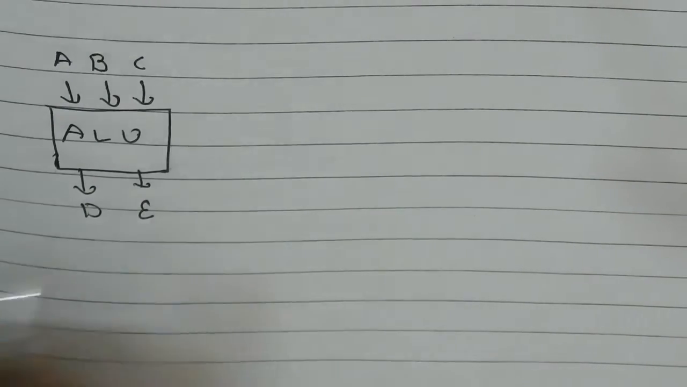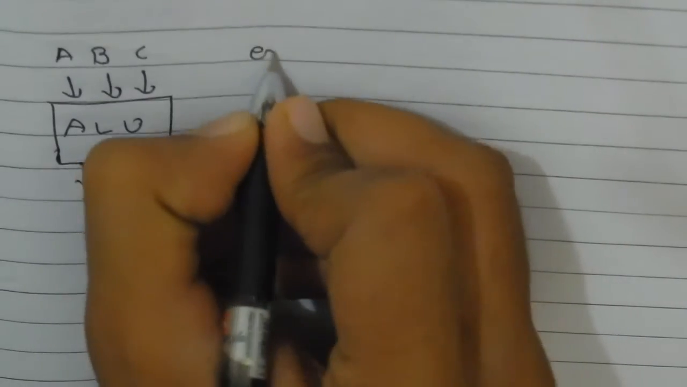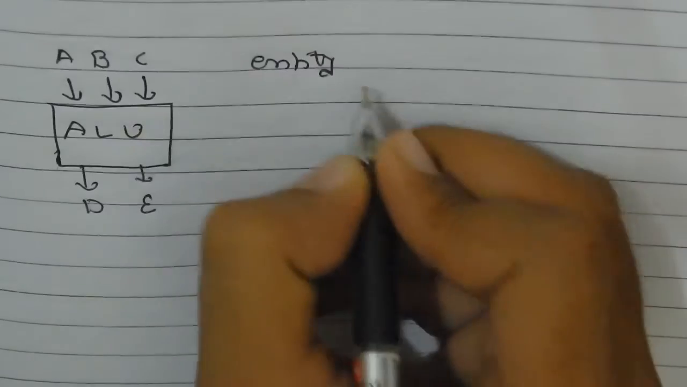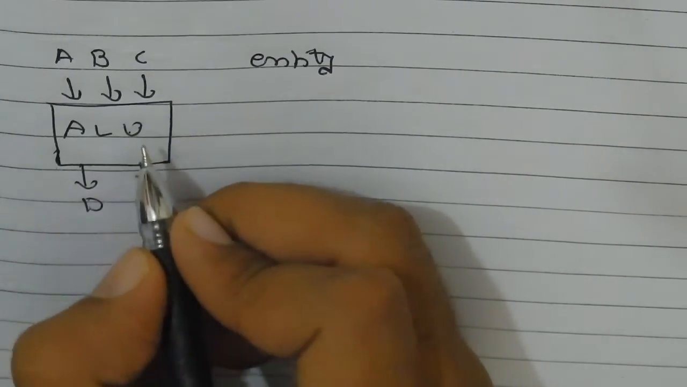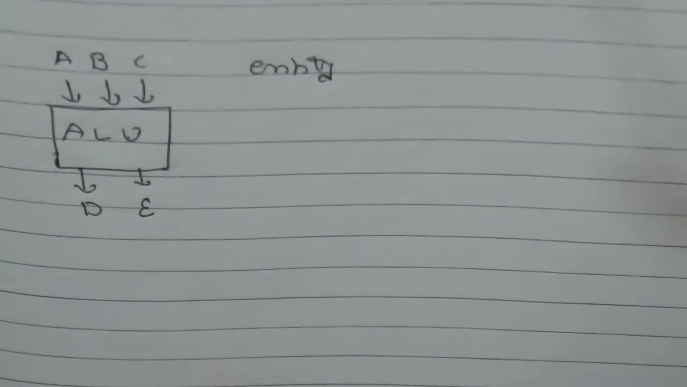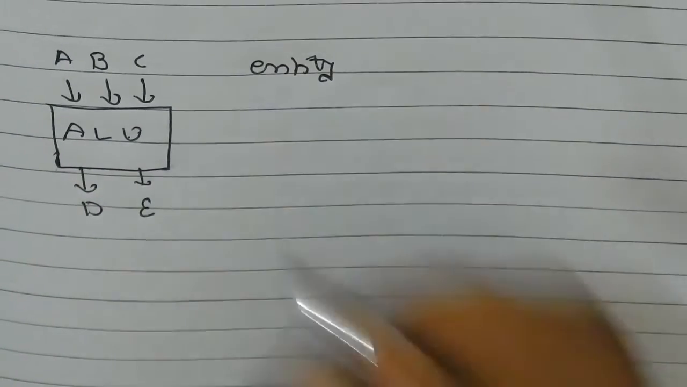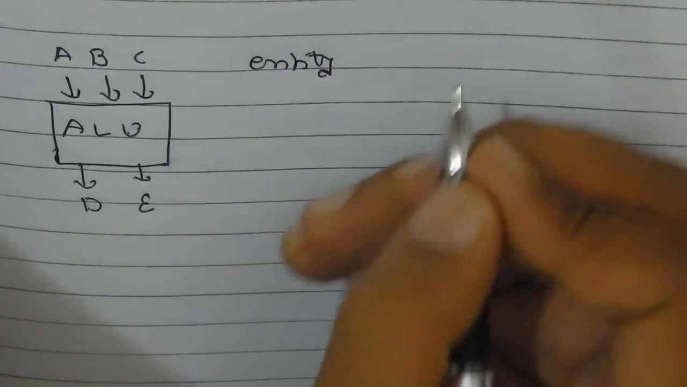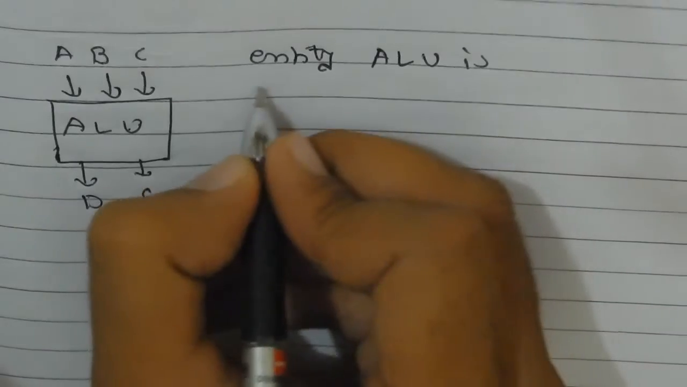So the syntax for entity declaration is, first you have to write the keyword entity. It is followed by the entity name. In this case, it is given as ALU. If it was given like circuit or multiplexer, then that would be the entity name. Since it's given as ALU, the entity name should be ALU. Entity ALU is. After that, you will have to write port.